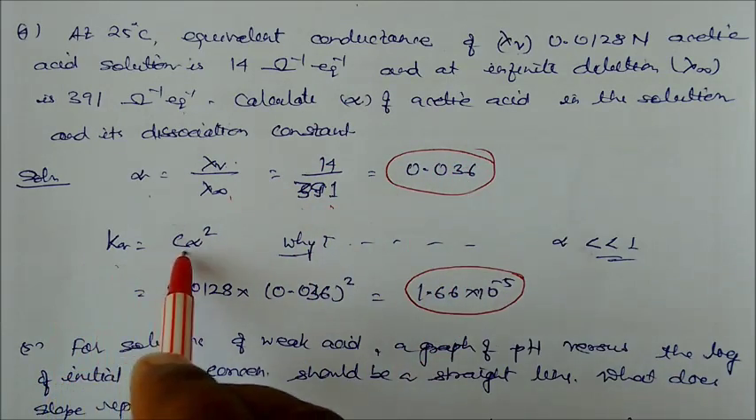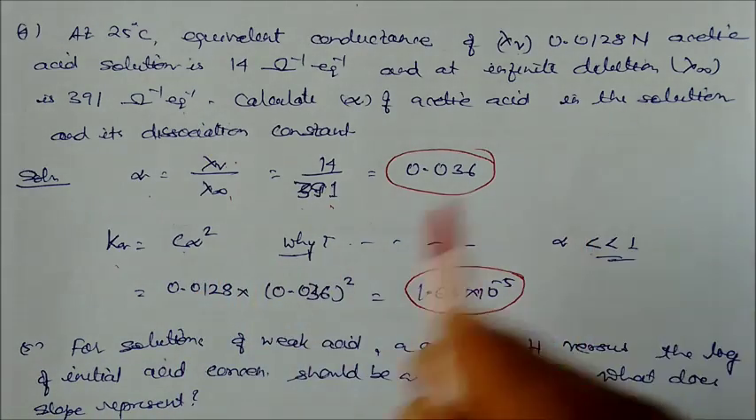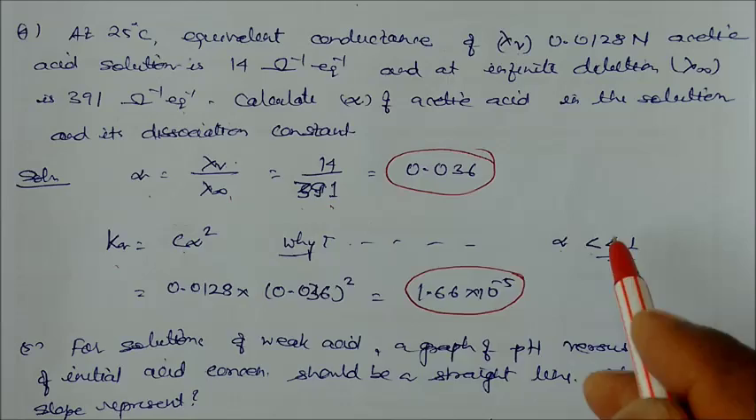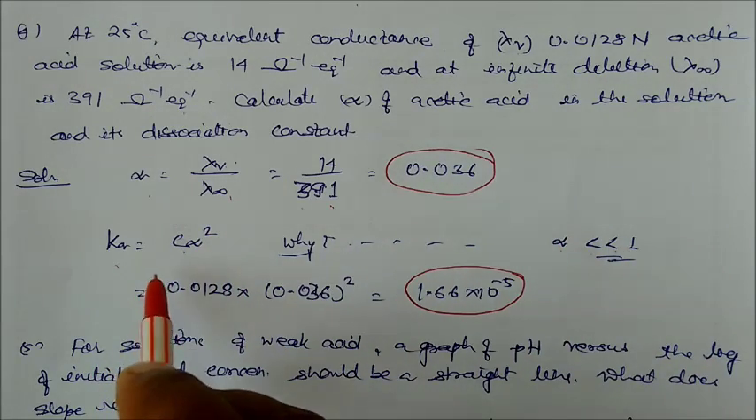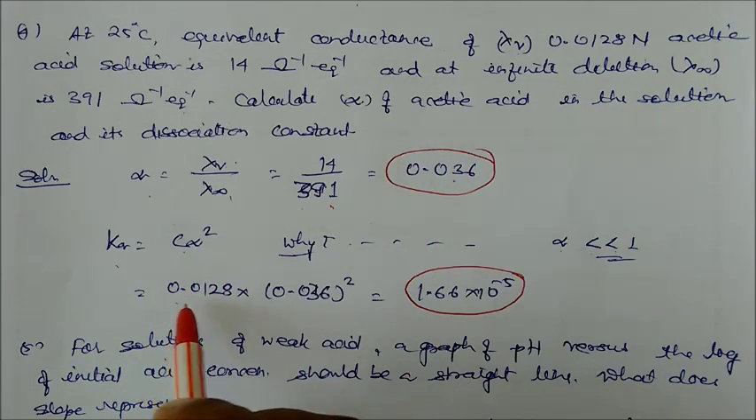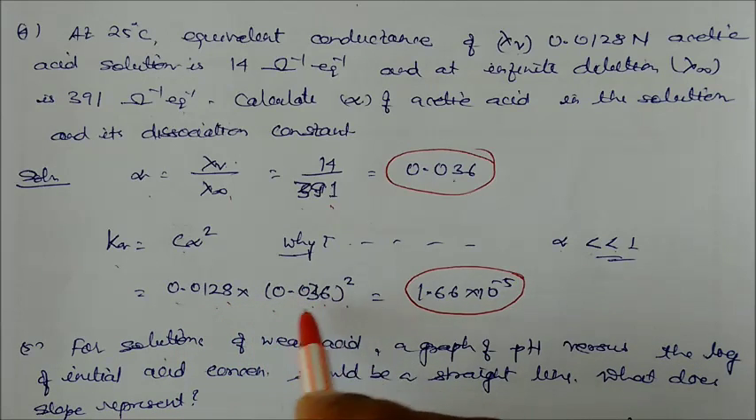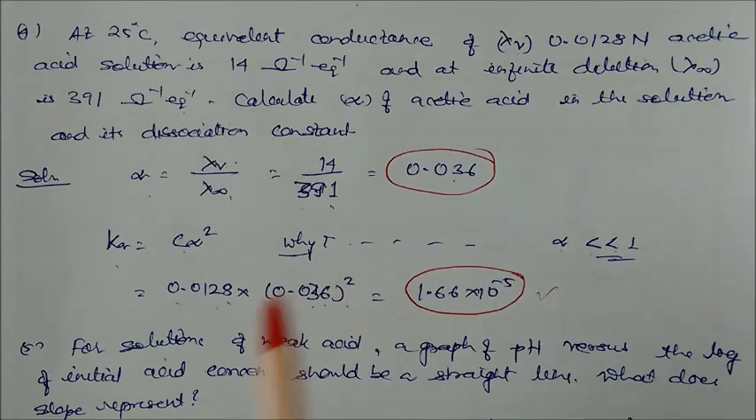And K equals C alpha squared. Why? Because the dissociation constant of acetic acid is very small, alpha is very small, so we can directly use C alpha squared. We know alpha, we know C. C is given as 0.0128 and alpha is 0.0301. Squaring it, you will get this answer. So this is one way.